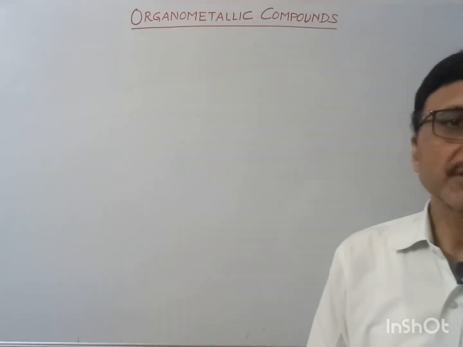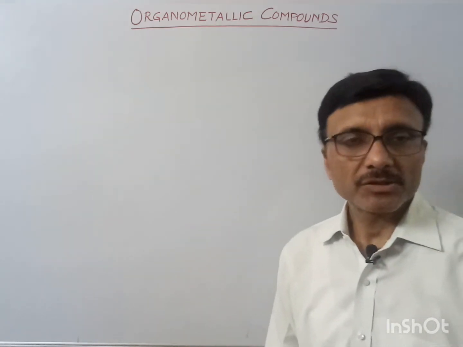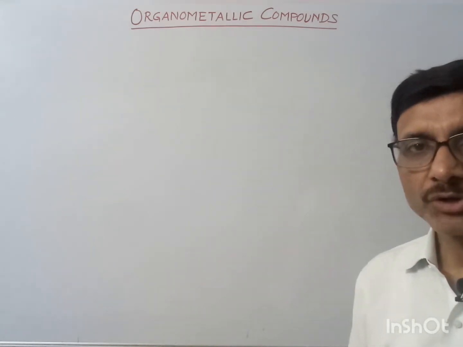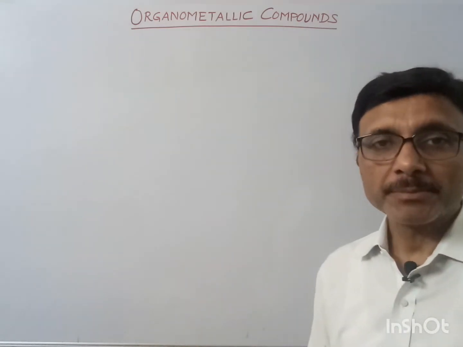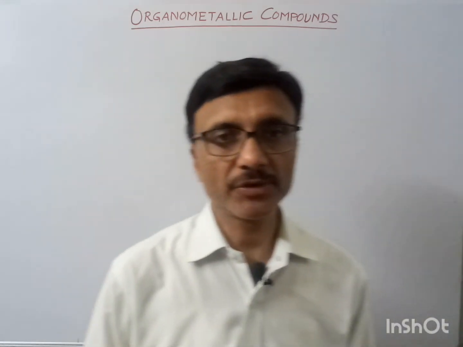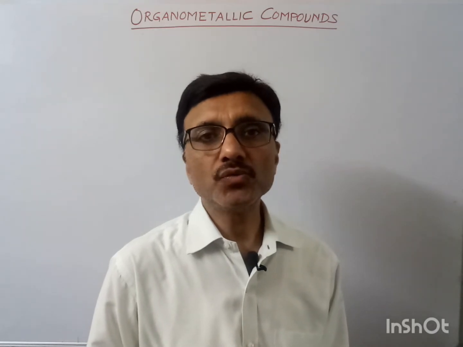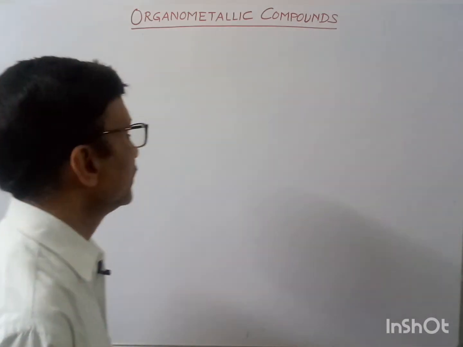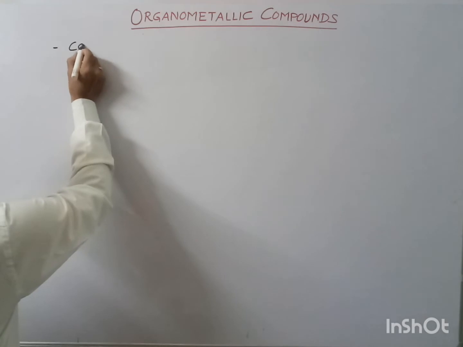In my today's lecture, I will discuss the organometallic compounds. Organometallic compounds, for example, organomagnesium compound, organolithium compound, organocopper compound, organocadmium compound, organomercury compound. In all these compounds, if you see, the carbon is bonded to a metal. So organometallic compounds can be defined in a single line: compounds having a carbon-metal bond.